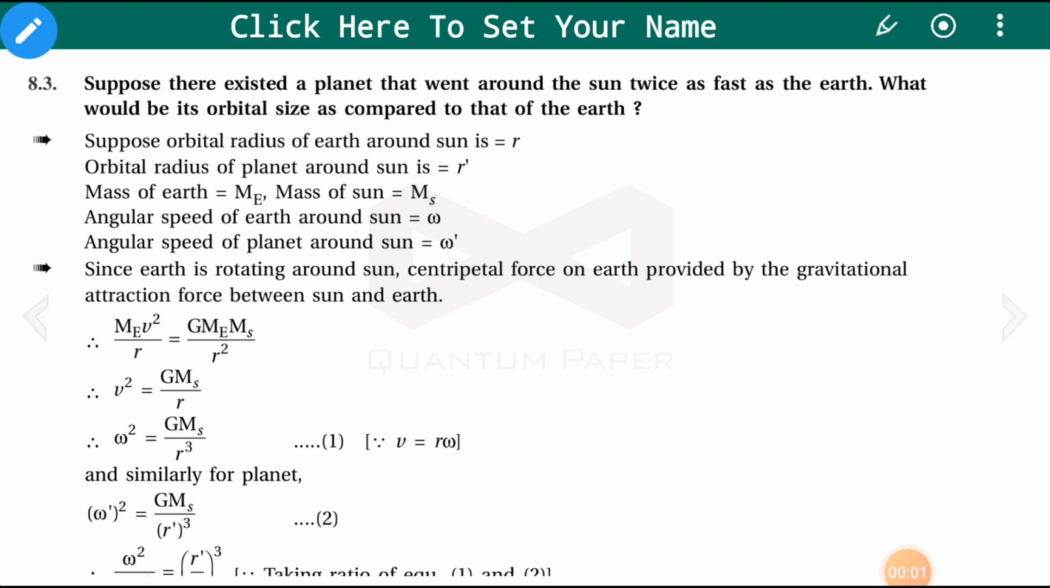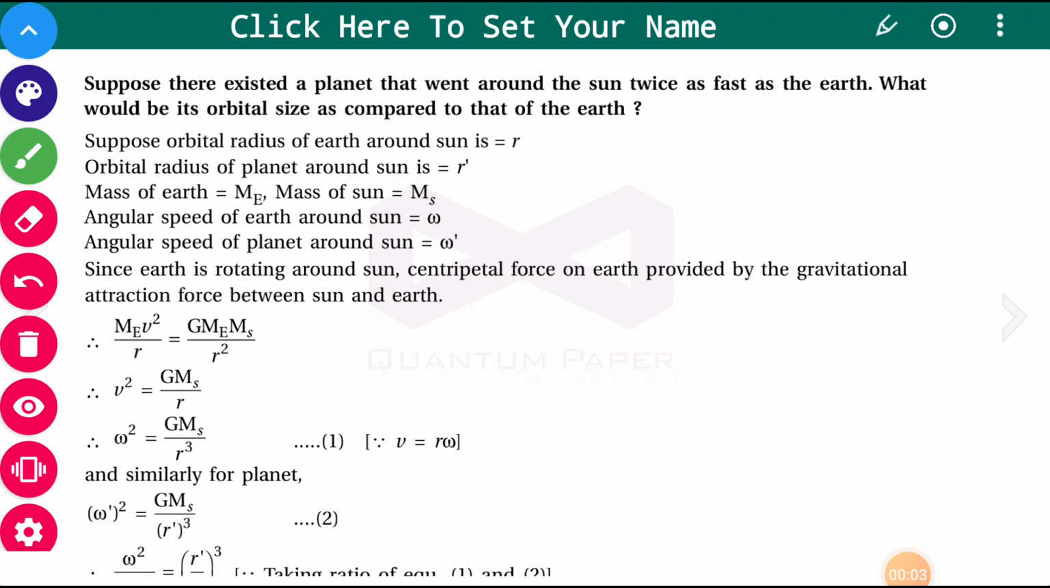We'll discuss some of the numericals. Numerical number 8.3. Suppose there exists a planet that went around the sun twice as fast as that of the earth. So if you consider the angular speed of the earth around the sun as omega, then the planet will have the angular speed as omega prime. What would be its orbital size as compared to that of the orbit of the earth?